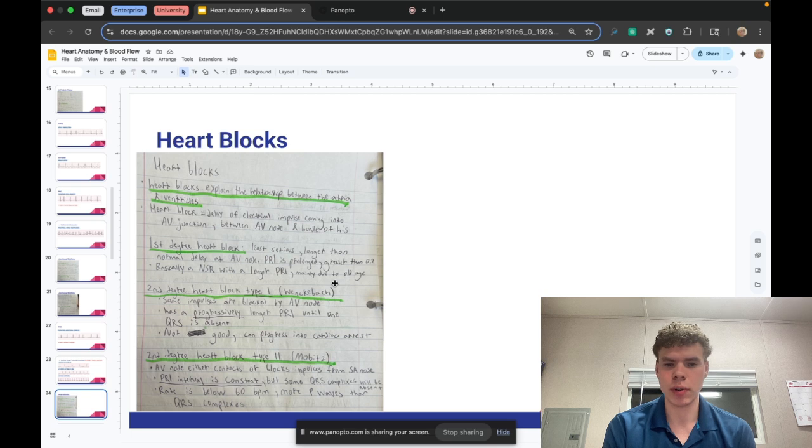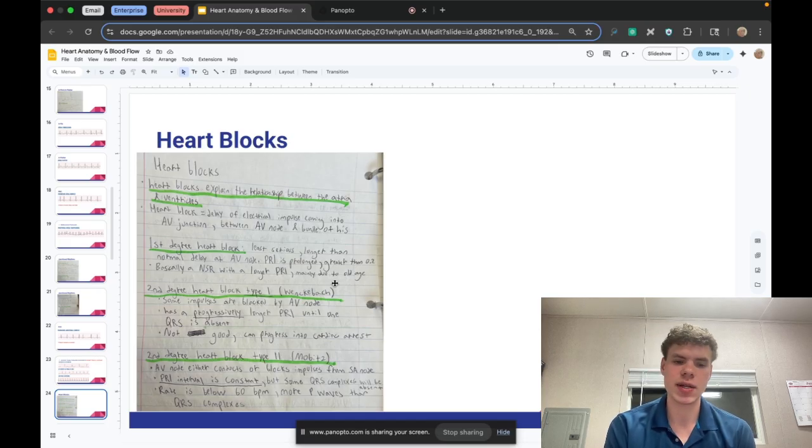So there's a first degree block, which is least serious, and I'll show you what that is. And there's a second degree block type 1, also known as a Wenckebach block, which I'll show you. And there's a second degree heart block type 2, also known as a Mobitz, which is not good. Well, really, no heart blocks are good. So if you do an EKG on a patient, it might be important that you catch it, right?